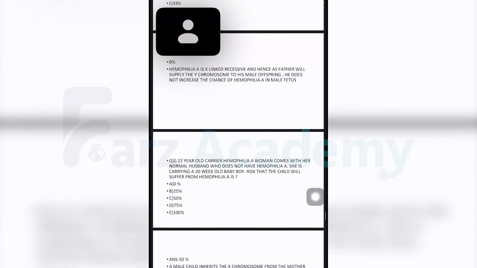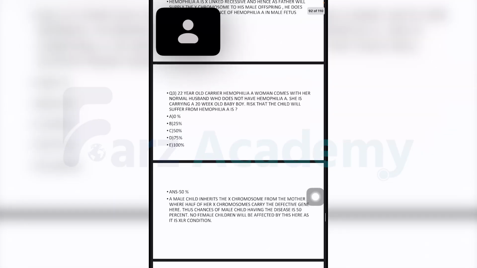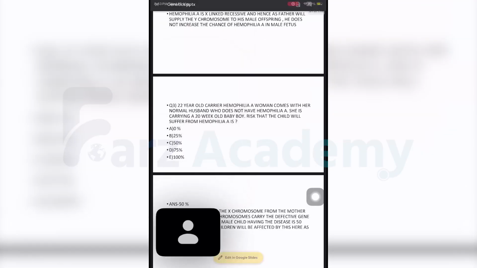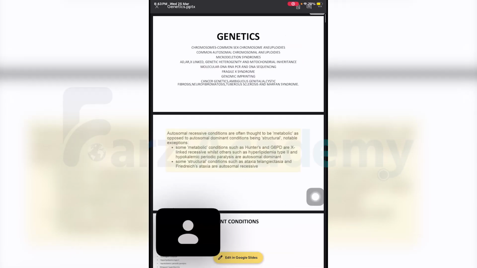You want me to repeat the question? No. Autosomal recessive. No, first you have to tell me what is the disease. Fragile X syndrome. No, Fragile X... Fragile X comes with retinitis pigmentosa.